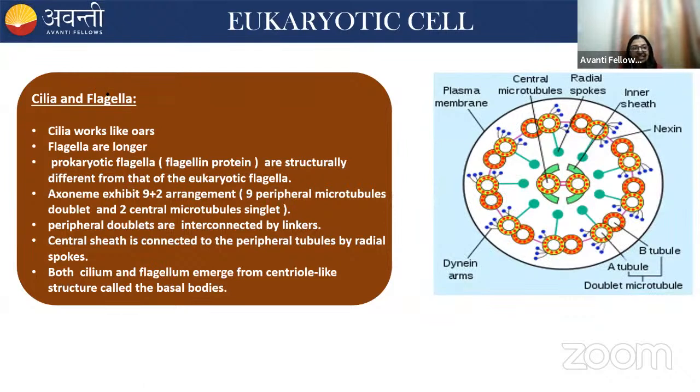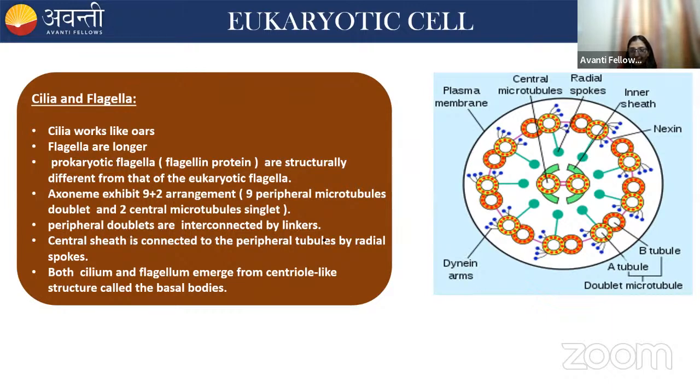Next, we are going to discuss cilia and flagella. The flagella of prokaryotes differ from the eukaryotes because the flagella of prokaryotes are made up of a protein which is known as flagellin. And structurally, they are different. Whereas in eukaryotes, the flagella have a 9+2 arrangement. Remember this, the cilia and flagella of eukaryotes have a 9+2 arrangement.